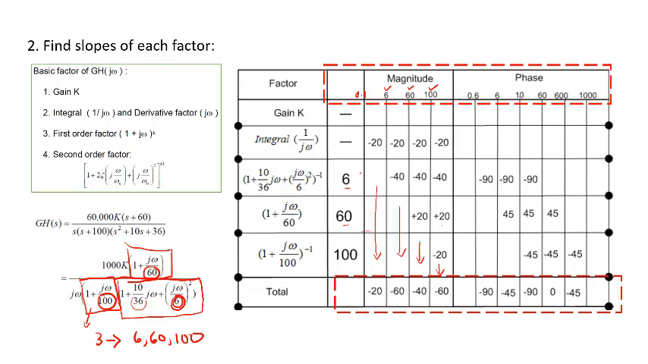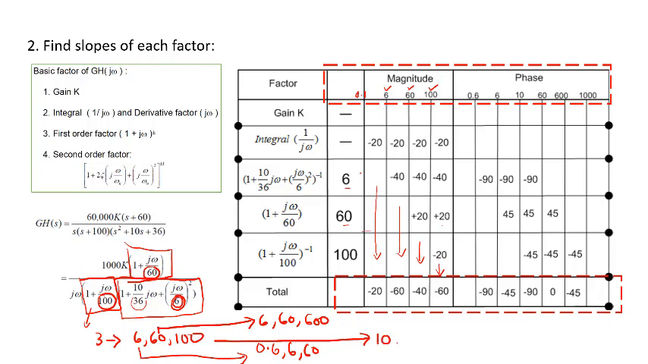Okay, for the phase plot, you need to take 3 decades of the corner frequency. For example, for this corner frequency 6, you need to take 1 decade before and 1 decade after. So you need to take 0.6, 6 and 60. While for the value of 60, you will need to take 6, 60 and 600. For the 100, you will need to take 1 decade below, that is 10, 100 and 1000.